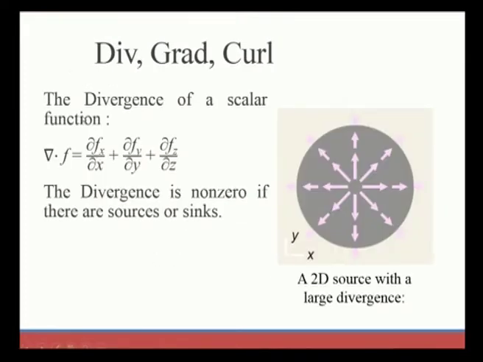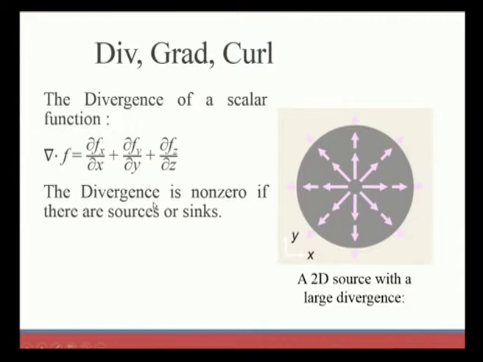The divergence can be represented for a scalar and also for a vector. The divergence is always a dot product. We know that the dot product of del and the function gives the divergence, which is represented by dou fx by dou x plus dou fy by dou y plus dou fz by dou z.